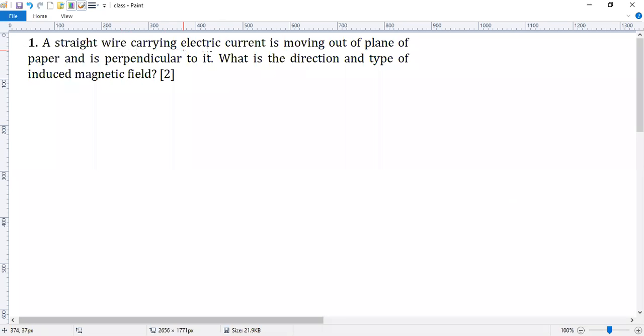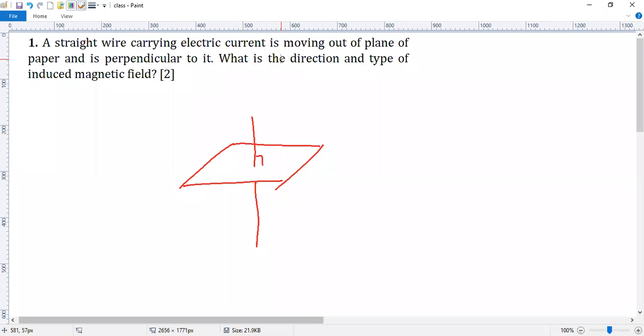See, a straight wire carrying electric current is moving out of plane of paper and is perpendicular to it. So if you have the plane of paper to be this and this is perpendicular to the plane of paper, you're having this wire. Okay. So what is the direction and type of induced magnetic field?